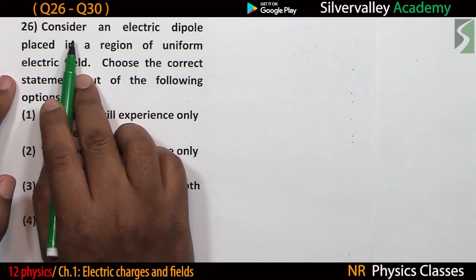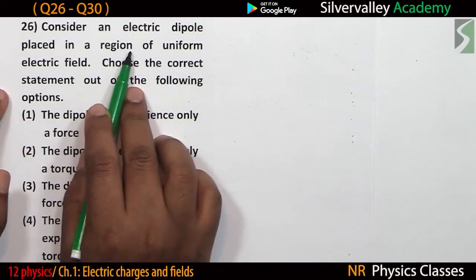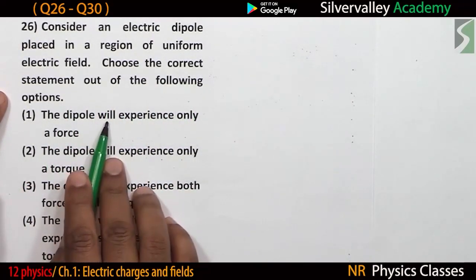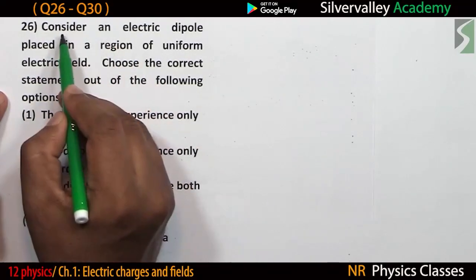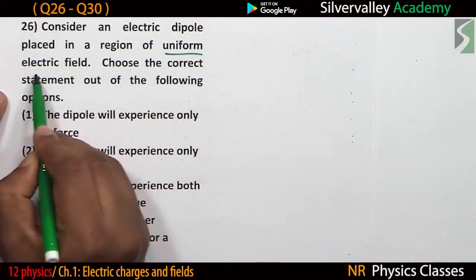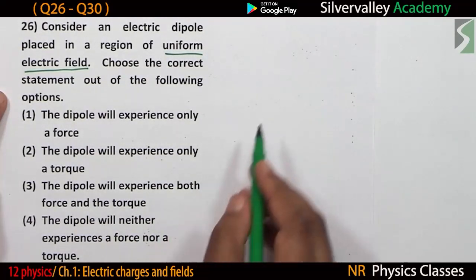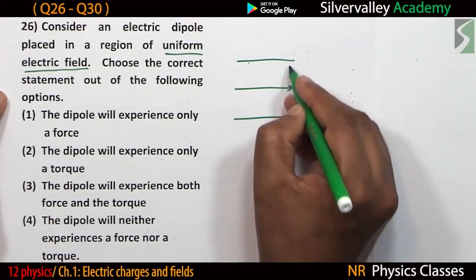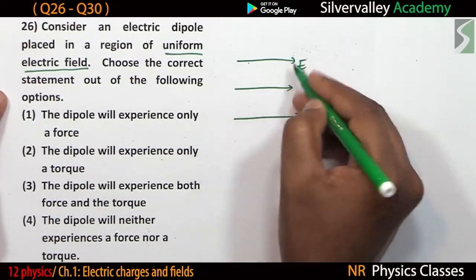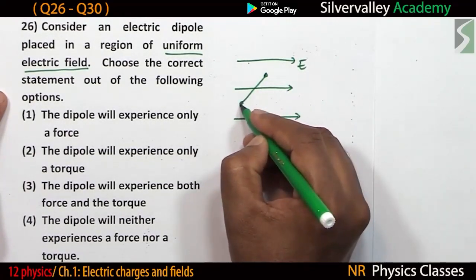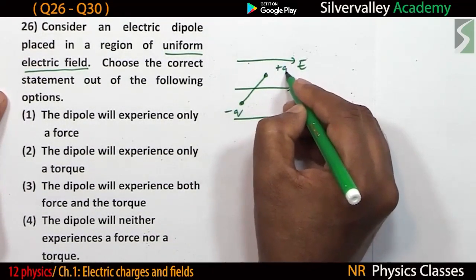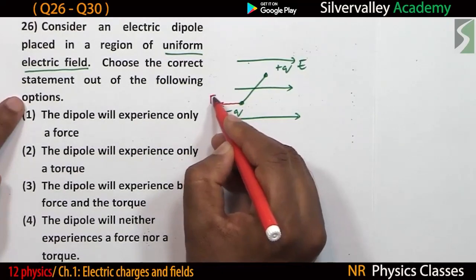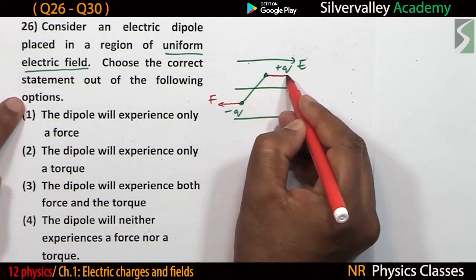Consider an electric dipole placed in a region of uniform electric field. Choose the correct statement out of the following. The dipole will experience only a force. It is a uniform electric field. If there is a dipole in a uniform electric field, this is the electric field, uniform, and this is the dipole, minus Q, plus Q. Force on this is opposite to the electric field. Force on the positive charge is in the direction of the electric field.